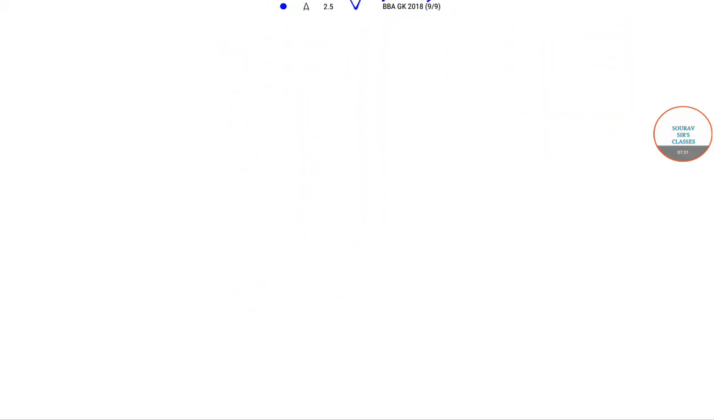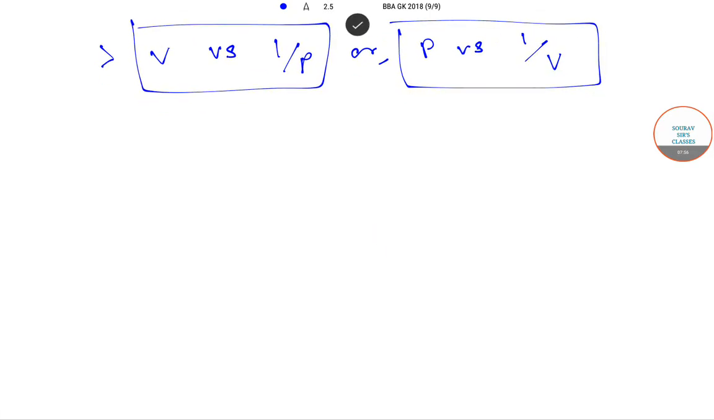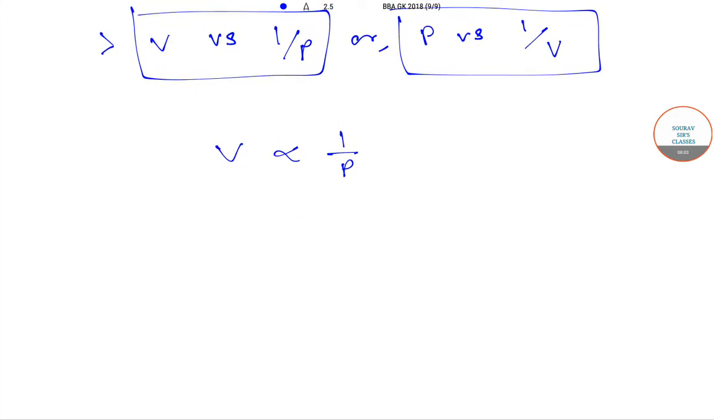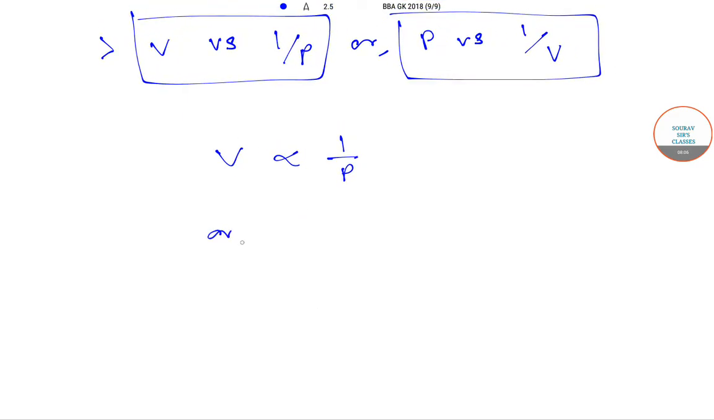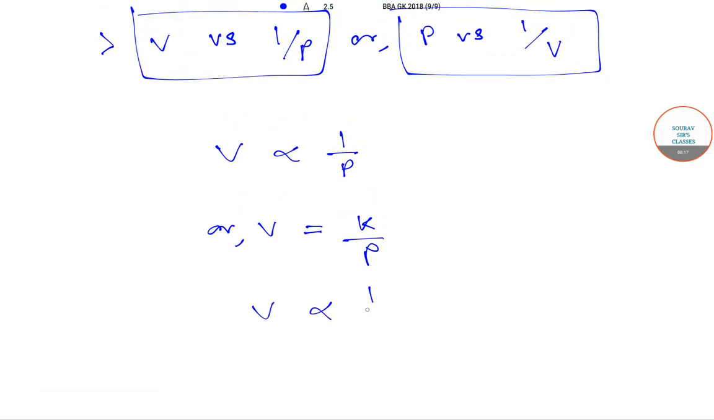The next condition is when V versus 1 by P, or we can say P versus 1 by V, the same, as V is inversely proportional to P. In this case the mathematical form will be V varies as 1 by P, like the original one, and in the next step we can write V equals K by P. Also V varies as 1 by P, or we can write P varies as 1 by V.